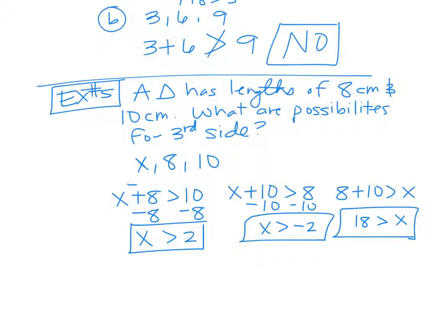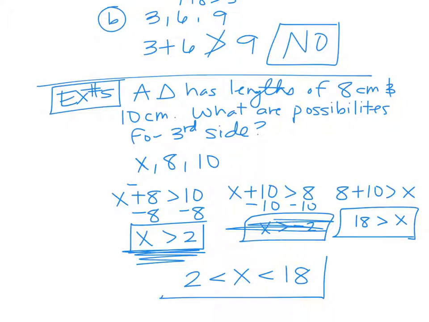You can't have a side that's a negative length, first of all. And if X has to be greater than 2, it's going to be greater than negative 2. So forget the negative, okay? Your answer is it's going to be between 2 and 18. Does that include 2 and 18? No. It has to be between them, okay?